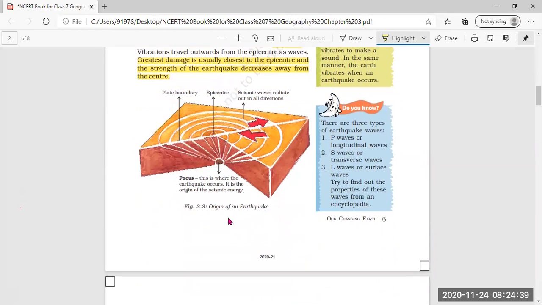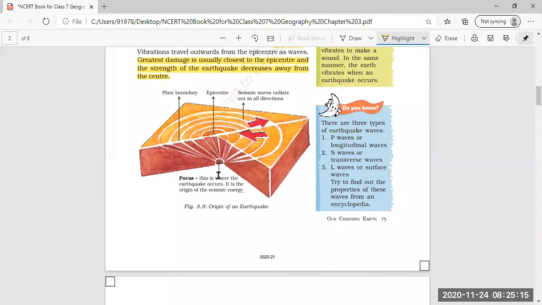Now this is the origin of the earthquake, how the earthquake originates. This is the point focus. Deep inside the earth, this is the focus where the vibration starts. This is where the earthquake occurs. It is the origin of seismic energy, meaning the vibration starts deep inside the earth due to the moving of the lithospheric plates.